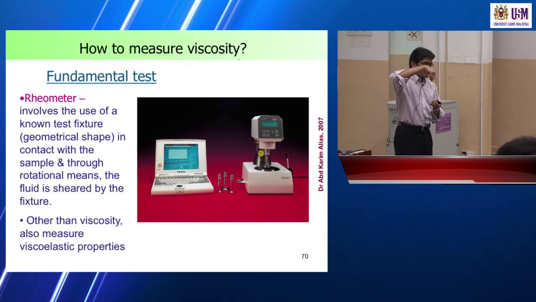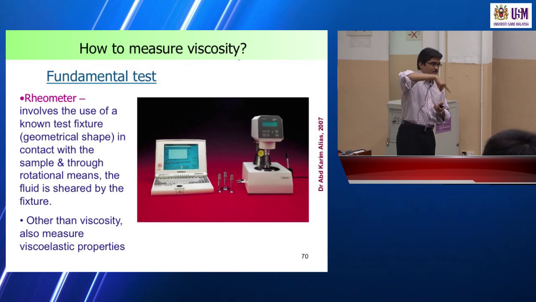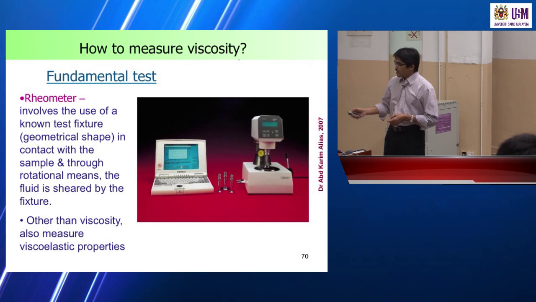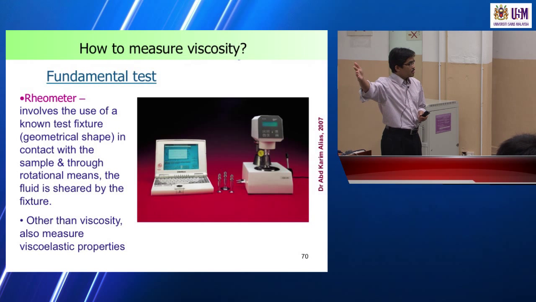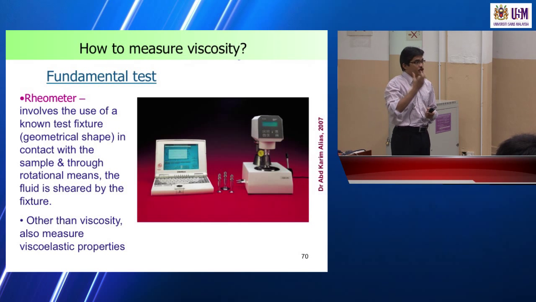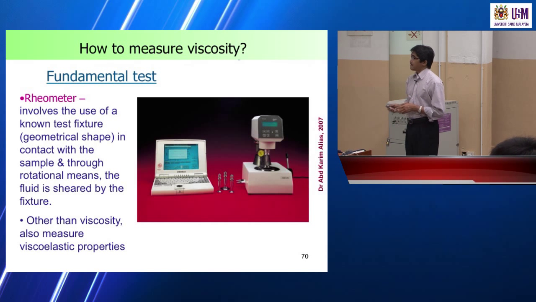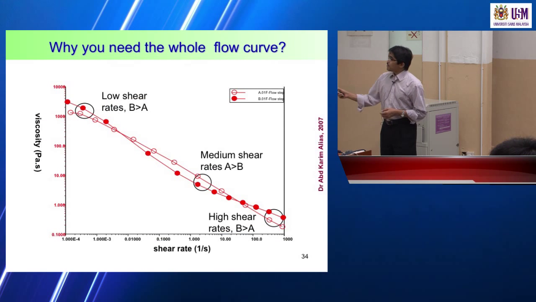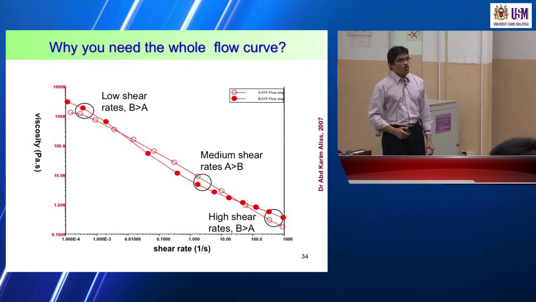Imagine that when you stir the water in a cup, or in a container, you start very slow, then faster, then faster. The same thing happens when we use the instrument. We can increase from zero shear stress up to maybe 100 or 1,000, then we measure the corresponding shear rates. Then we get a curve. It can be a straight line, it can be a curve, but we call all of them a flow curve.